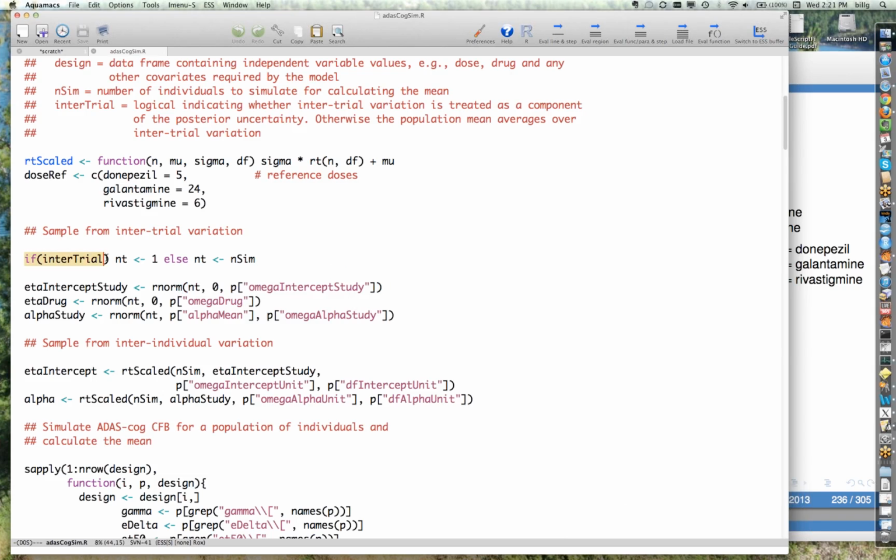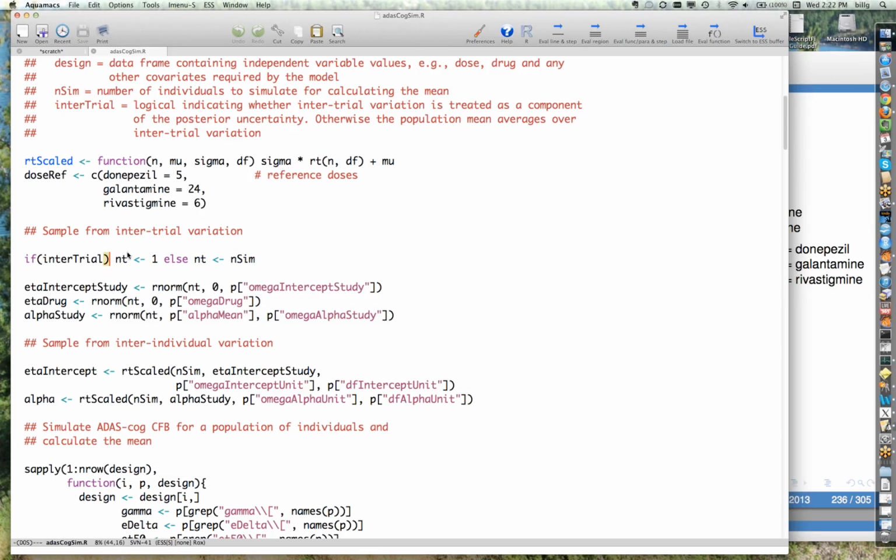So if intertrial is true, I'm going to set this counter, this NT here, to 1. Otherwise, I'm going to set it to the number of simulations we're going to do. What'll happen is, if NT is 1, everything we do inside this one call to this function will take on one sample from the intertrial variation. Whereas if I set it the other way, we're basically just averaging over all these n-sim values. So in many ways it washes away; it gets averaged out if we do it that way.